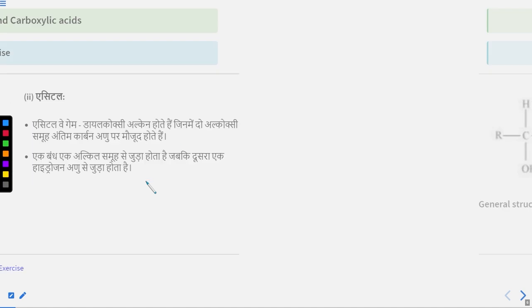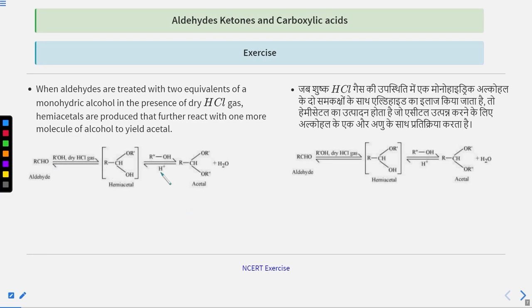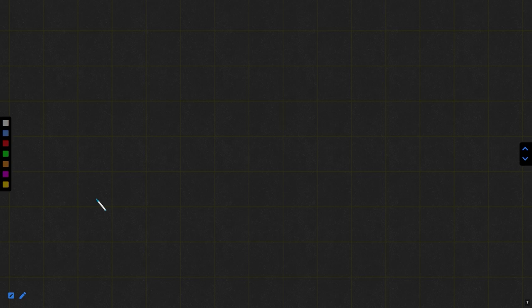So we'll see the structure. This is the structure. How does it happen? We treat the aldehyde with any alcohol, and that will result in this kind of structure. See, ROH. So what happens here? We have this terminal carbonyl center. This is the aldehyde. First of all, this RO, that is our alcohol, will attack.